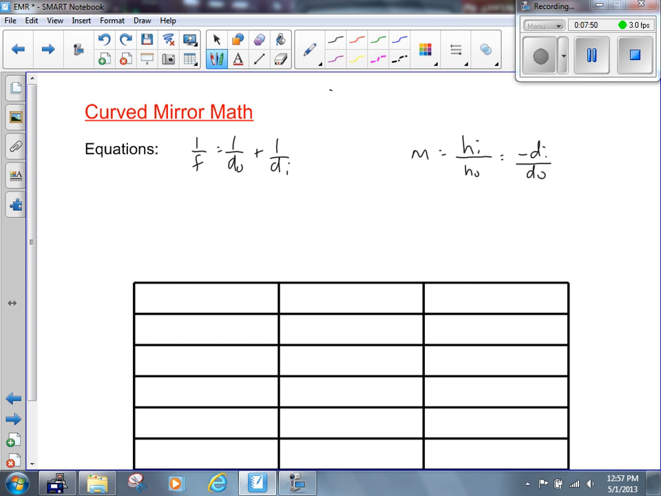Hi? What does h stand for? The height of the image. Ho is the height of the object. What units are we going to use for hi, ho, do, di, f? What units do we use? Anything you want, as long as it represents a distance. Usually it's going to be centimeters because that's convenient, but it could also be meters.